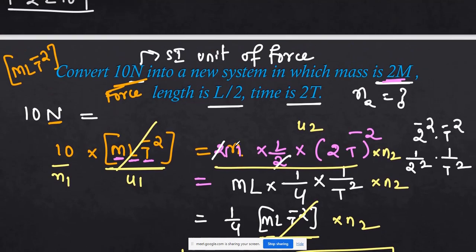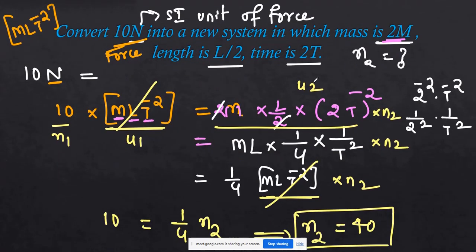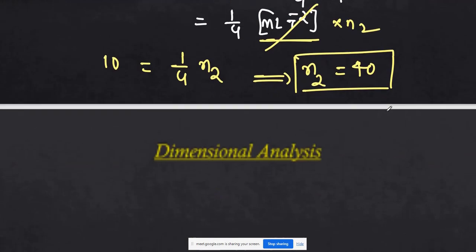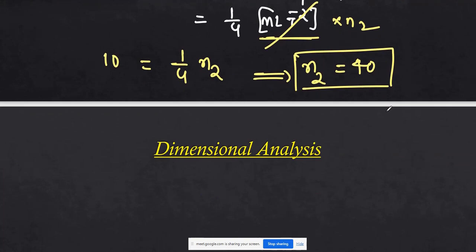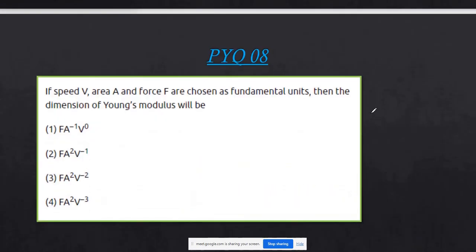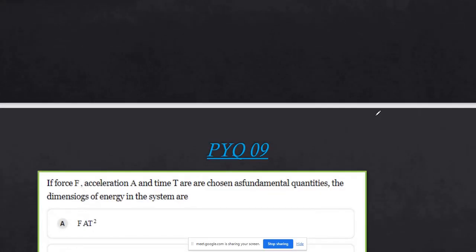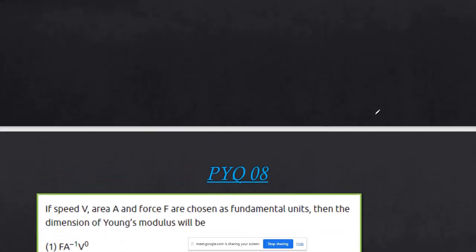So this is how you have to deal. Sometimes they will not tell you CGS or MKS. They'll tell you these are the dimensions: doubled, tripled, halved, divided by 5. What you have to do is take the same dimensions on the right side, but in the place of M, what they have given, 2M. In the place of L, L by 2. In the place of T, 2T. And keep N2 as it is. We will find its value. Any doubt? No, ma'am. Clear. Dimensional analysis, it will take time.